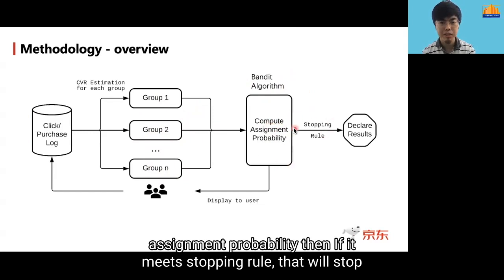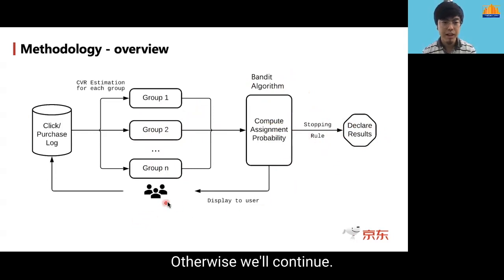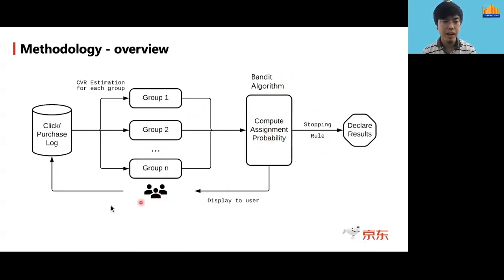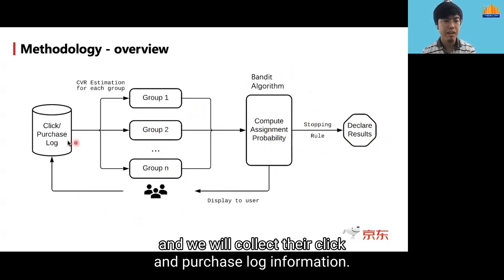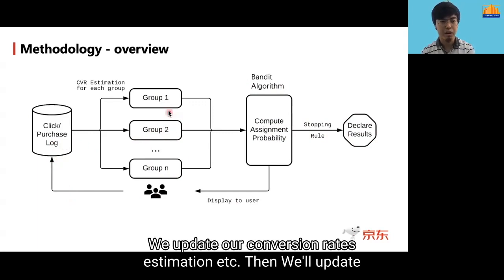Then if it meets the stopping rule, we'll stop the experiment and declare the results. Otherwise, we'll continue. The users will be assigned to groups based on the assignment probability, and we'll collect their click and purchase log information. Then we go back to the cycle. We update our conversion rate estimation, etc. Then we update the assignment probability.